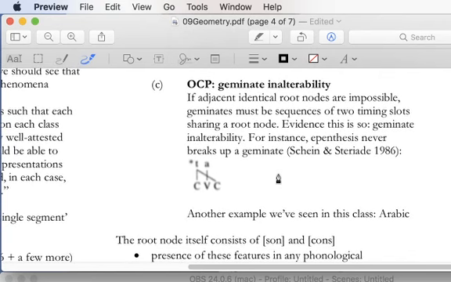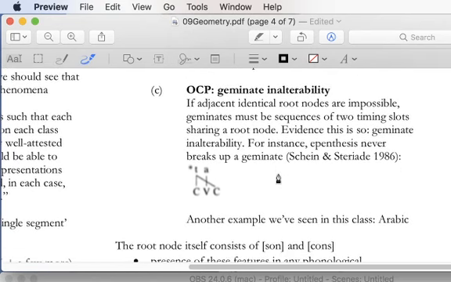And finally, for the OCP, what does it look like when you're not allowed to have two adjacent identical root nodes? Well, what this should look like is that if you have two adjacent identical segments, then they better be doubly linked to a single root node rather than two separate root nodes, which is what the OCP would ban. So if you recall our OCP discussion from all those weeks ago, the OCP doesn't say that you can't have two of the same thing in a row on the surface. It just says that if you do, those better be multiple instantiations of the same autosegment, or multiple links to the same autosegment, rather than adjacent identical autosegments.